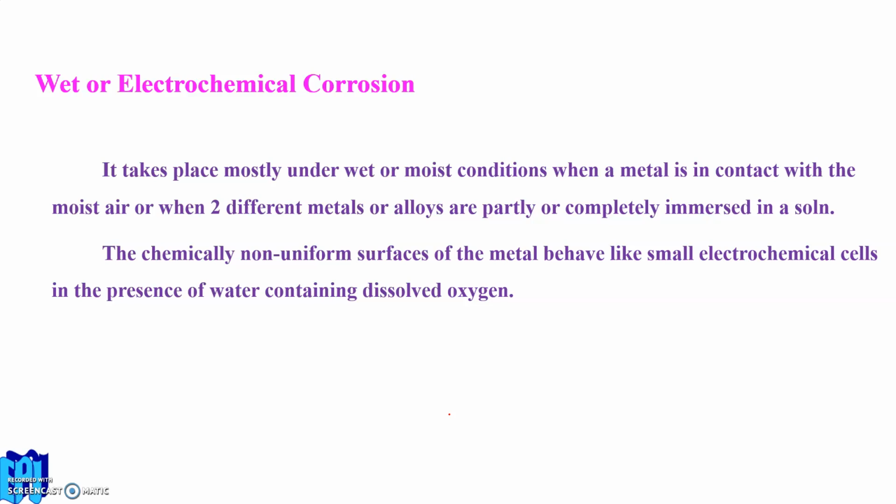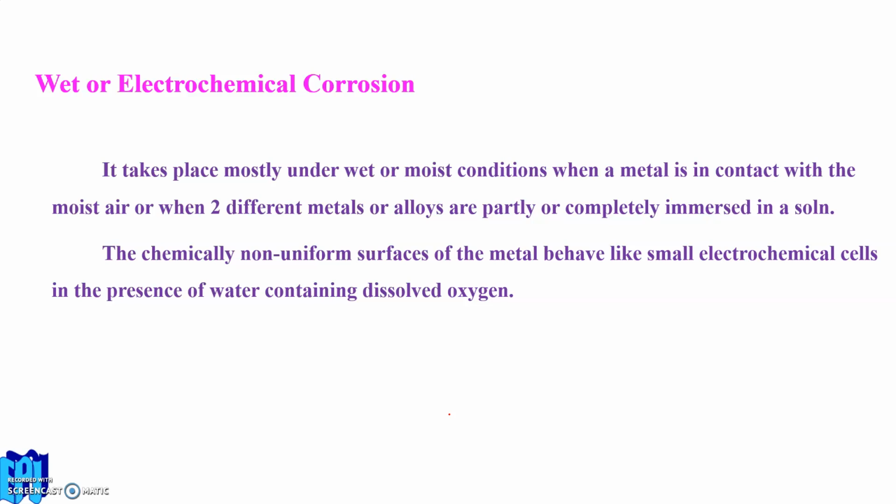So when the same metal surface behaves as both anode and cathode, one part undergoes oxidation or corrosion faster and the other part gets protected.